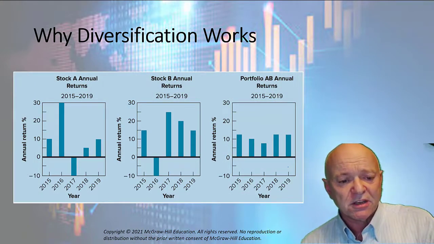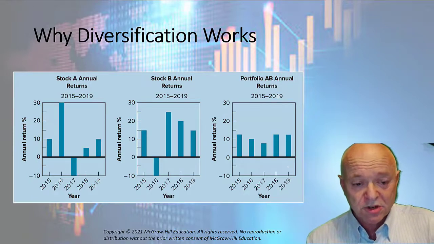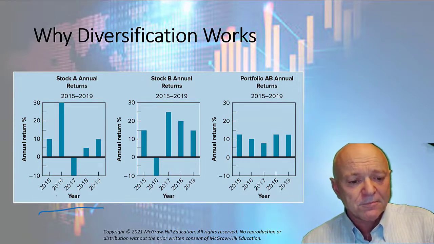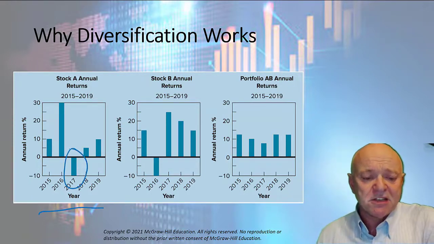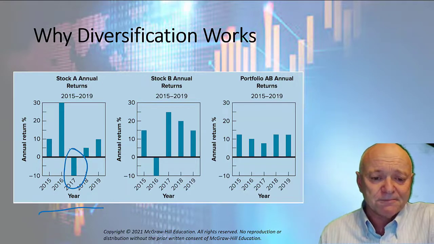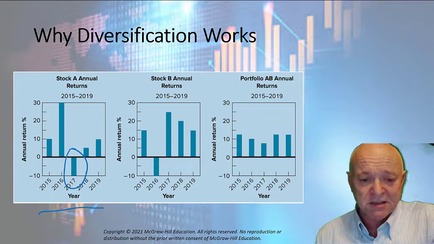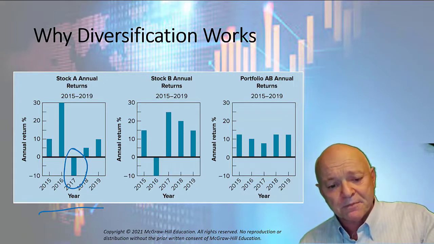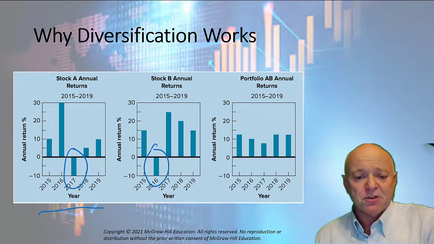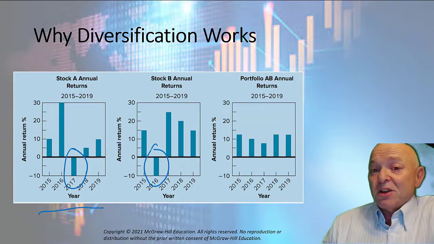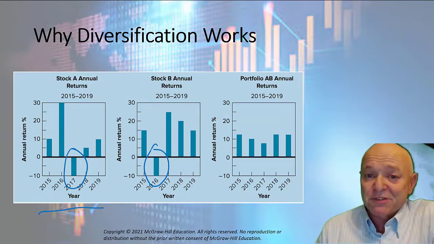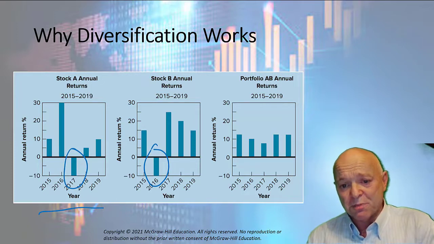Here we have the annual performance of the returns for Company A. In particular, we see that 2017 was a very bad year. The rest of the years, well, quite a bit more volatility with A than with B, but B didn't have a bad year in 2017. In fact, they had a really good year in 2017, and 2016 was their bad year.